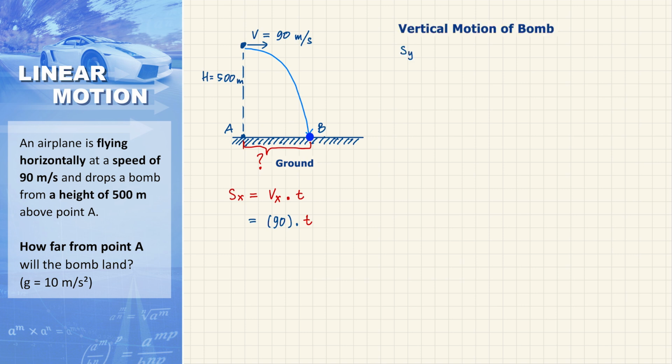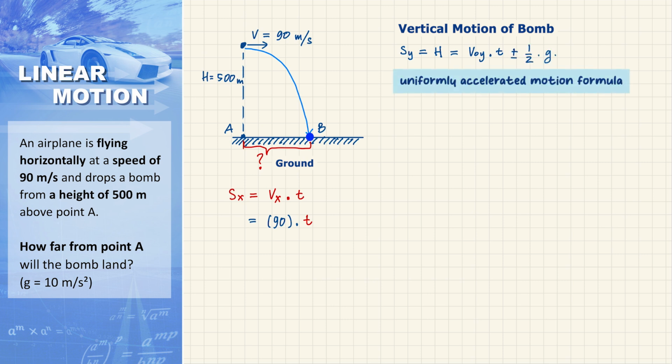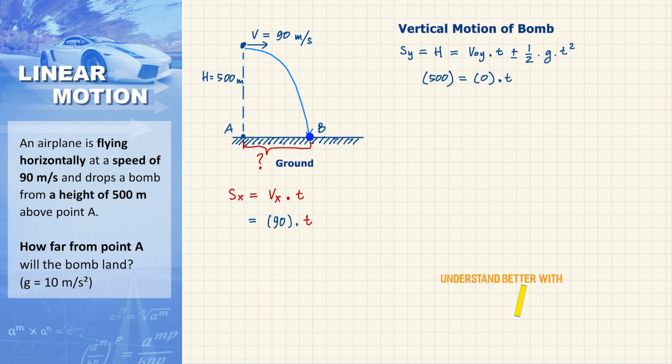The vertical distance traveled, or height h, can be determined using the formula v0y multiplied by t, plus or minus 1/2 times g, multiplied by t square. Here, we substitute h with 500 meters. The initial vertical velocity, v0y, is 0 because the bomb is in free fall vertically. The bomb will accelerate downward due to gravity. Since the motion aligns with the direction of gravitational acceleration, we use the positive sign for gravity acceleration. Gravity is given as 10 meters per second square.